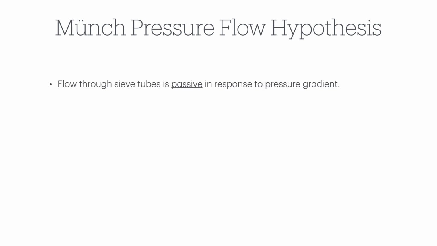So flow through the sieve tubes is a passive process in response to a pressure gradient. It is the pressure gradient that is driving mass flow. And this is the most important thing to understand, that we're going to separate out the osmotic processes that are occurring here from the mass flow processes. They operate under two different principles. So water is moving by mass or bulk flow through these sieve tubes, driven by the pressure gradient.